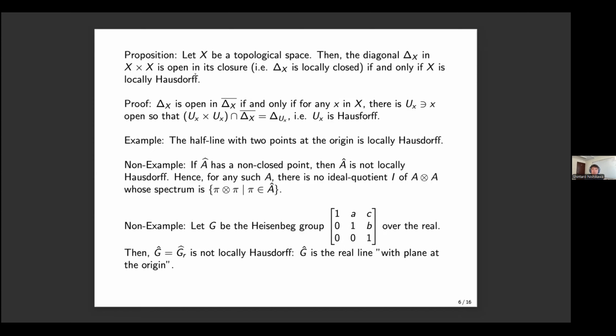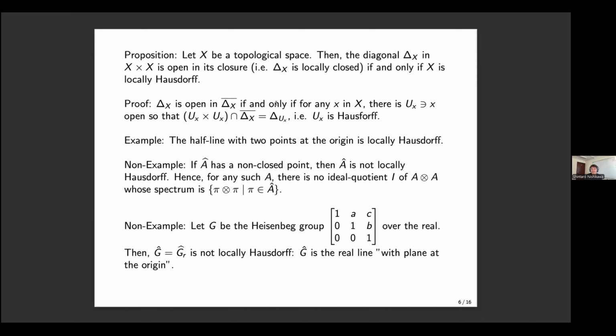Yeah. So it's just some fact. But this is the relevant property of the spectrum that we are studying. This is a diagonal, and then we are taking a closure. And we are studying if it's open in its closure, because that corresponds to the ideal in the quotient. So this is the relevant in our story, and this is exactly the characterization.